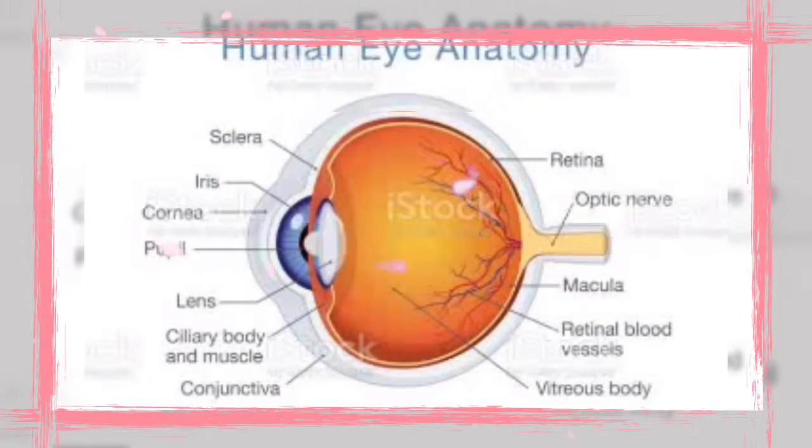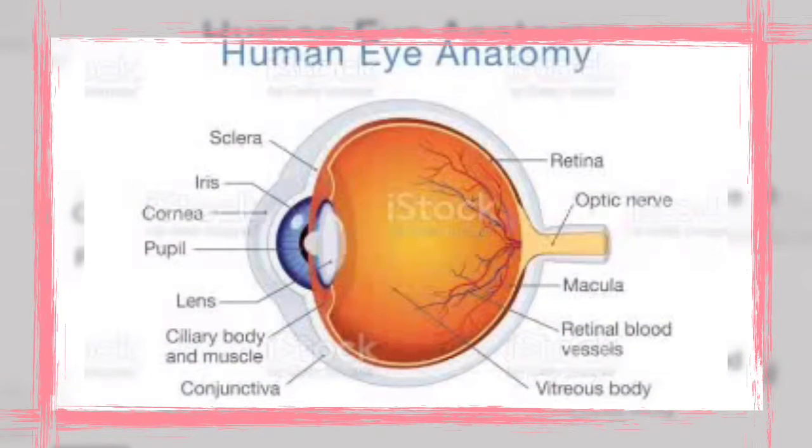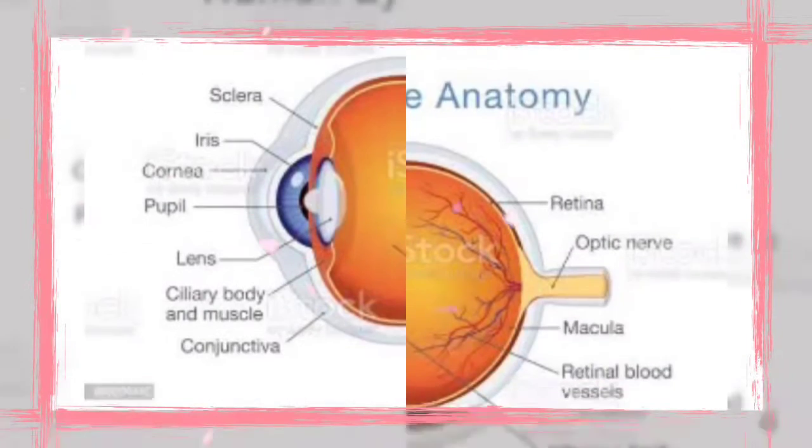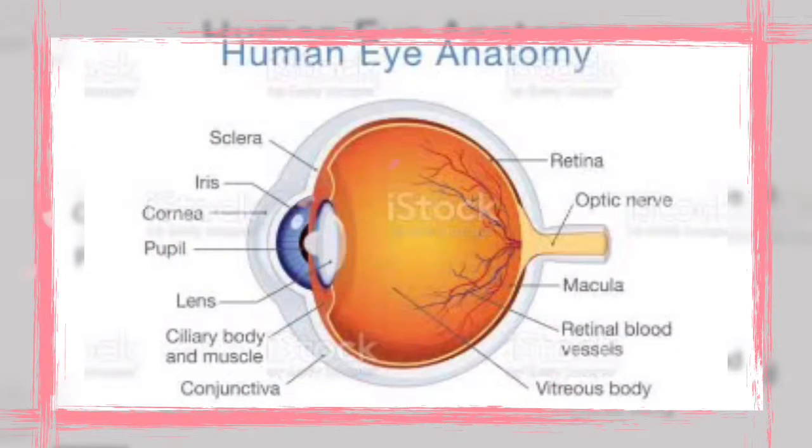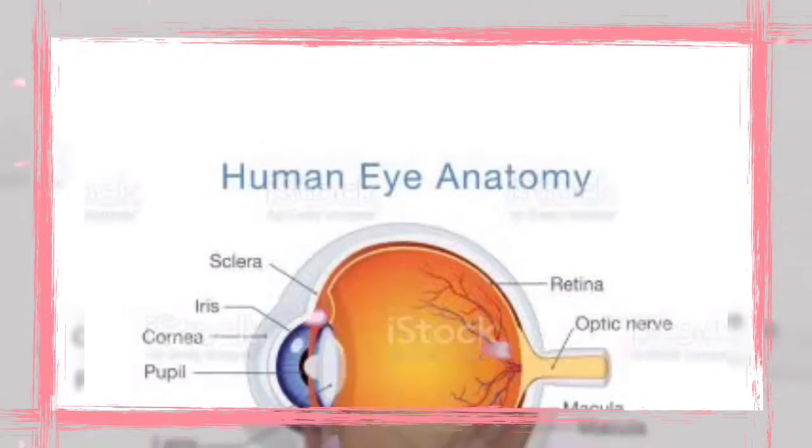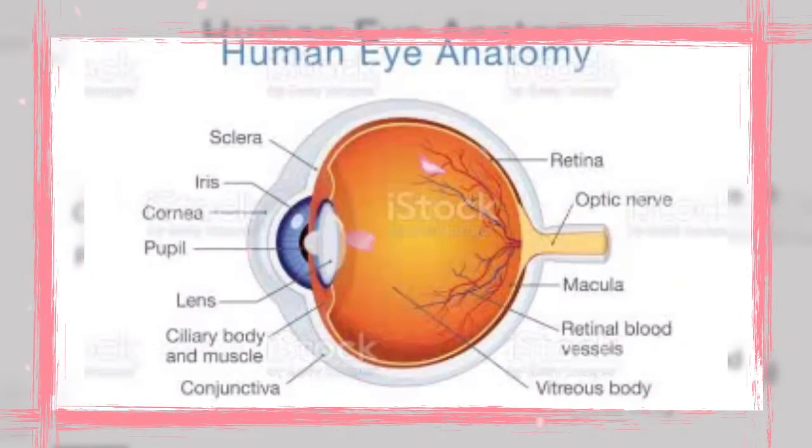Light enters the eye through the cornea, the clear, curved layer in front of the iris and pupil. The cornea serves as a protective covering for the front of the eye and also helps focus light on the retina at the back of the eye. After passing through the cornea, light travels through the pupil, the black dot in the middle of the eye.